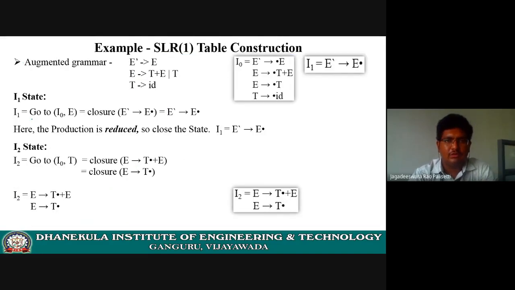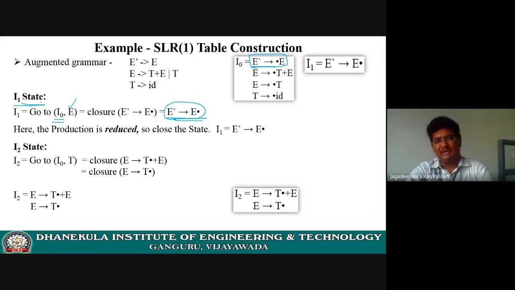Okay. So what do I have to do? Goto function on I0 with respect to non-terminal E. Which production do I have to consider? I have to consider this particular production because this is the only production where after the dot there is non-terminal capital E. For this goto, the dot is being moved to the next position. So this is what I get. After that there is nothing, so I can't add new productions. So this is the only item set under the state name I1.